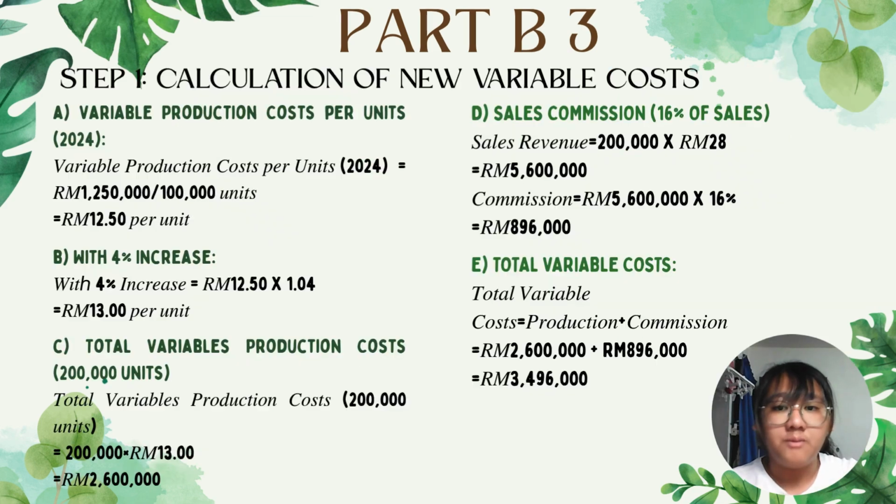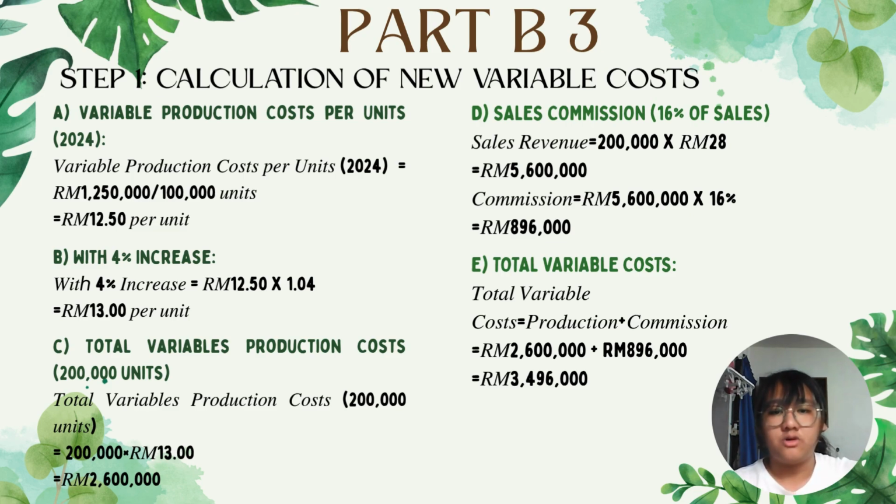Next, I will explain the working steps in the calculation for Scenario 3. Step 1, we will calculate the new variable cost. First, we calculate the variable production cost per unit during 2024, which is 1,250,000 ringgit divided by 100,000 units, equal to 12.50 ringgit per unit. But with the 4% increase, it becomes 13 ringgit per unit.